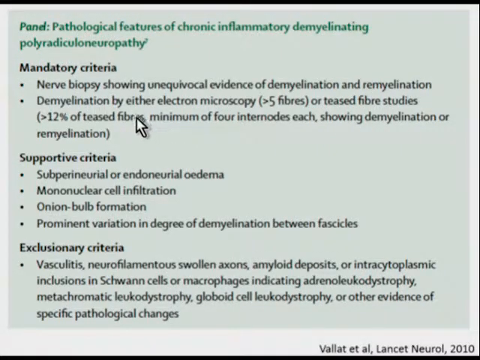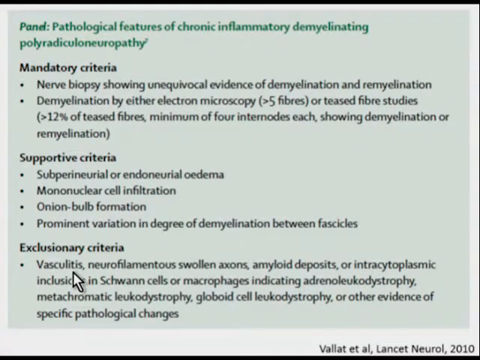And there are criteria here for the amount of abnormality that must be seen in order to have certainty of the diagnosis. There are supportive criteria as well, being edema, mononuclear cell infiltration, onion bulb formation, and a prominent variation in degree of demyelination between fascicles. This is important as it's definitely not a uniform process among all of the nerve fascicles, which might suggest something like ischemia if it were seen.